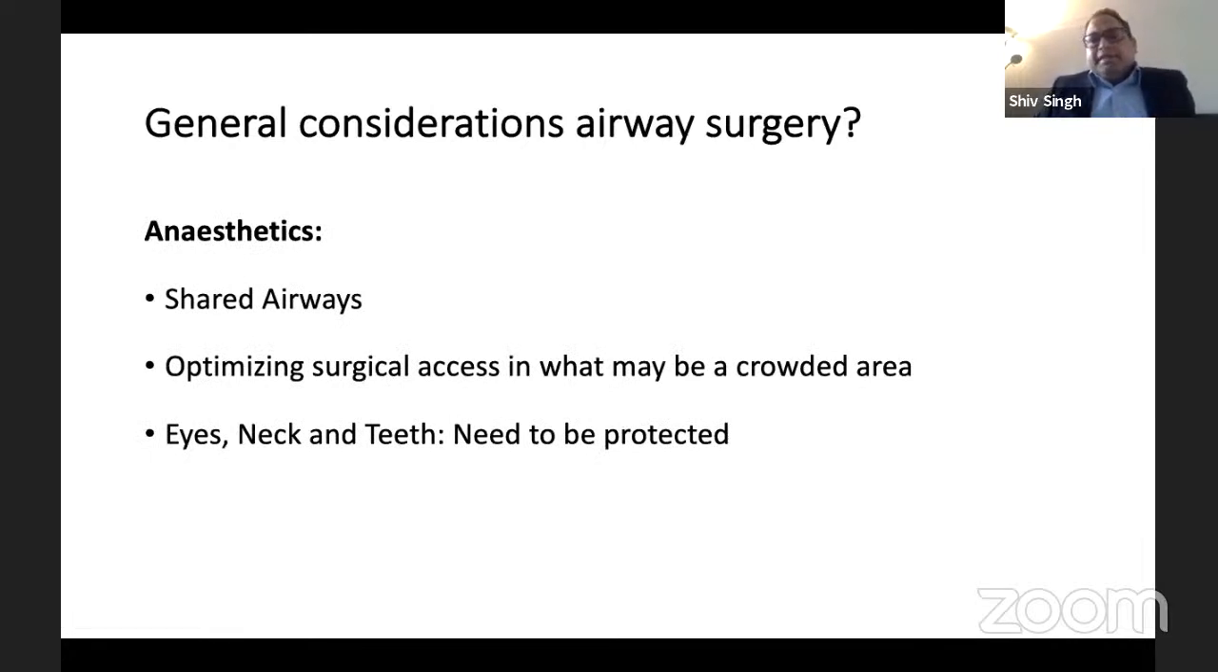So coming to the anesthesia, it's obviously going to be a shared airway, and the idea is to optimize surgical access, where your endotracheal tube will be there, and the airway is being shared between the anesthetist and the surgeon. Also, surgeons normally cover the eyes, so we make sure that the eyes are well protected. They tend to extend the head quite a lot on a ring and with a shoulder pad. And the way they introduce the bronchoscope or laryngoscope is totally different, and hence the teeth need to be protected as well.